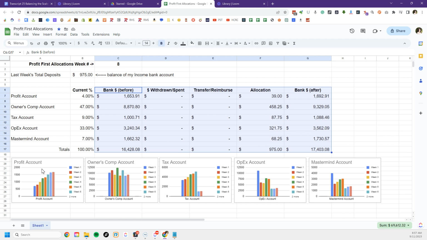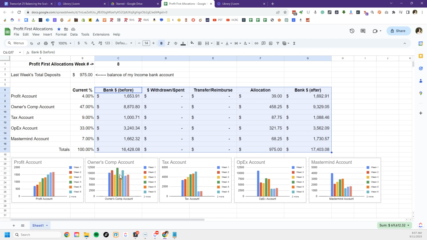What I liked, I added this a couple weeks ago where I've added these graphs. So you can see now how I keep adding to my profit account. And so now this is where I am with my profit account. And now you're going to see in a couple of weeks when I do my profit allocation at the end of this month, you'll see this go down. It'll come down to here, and then we'll start building it back up again.